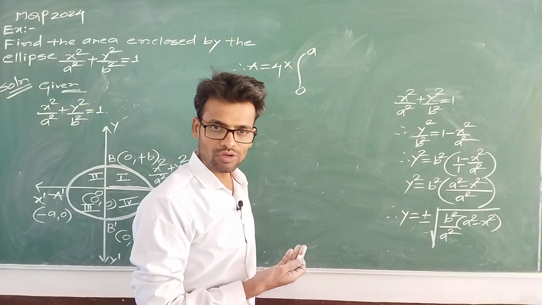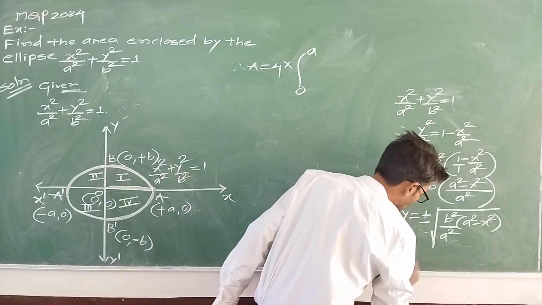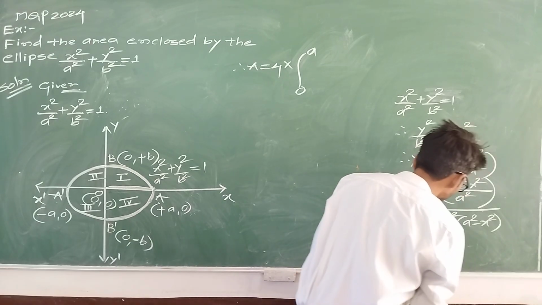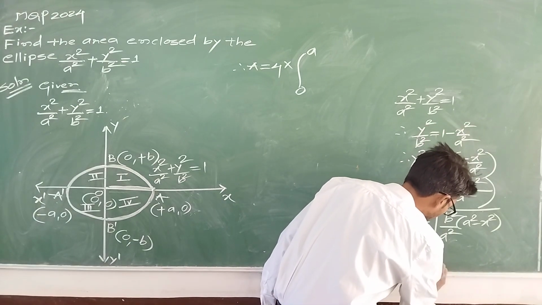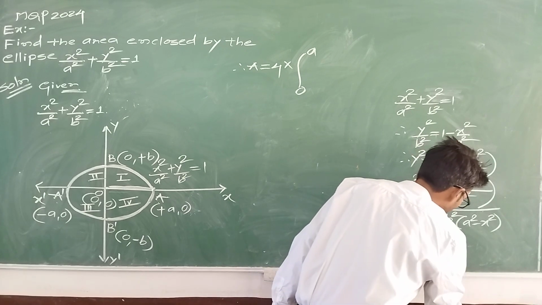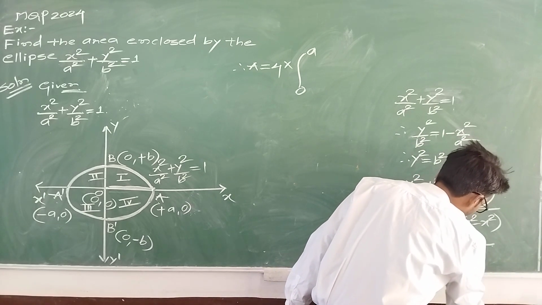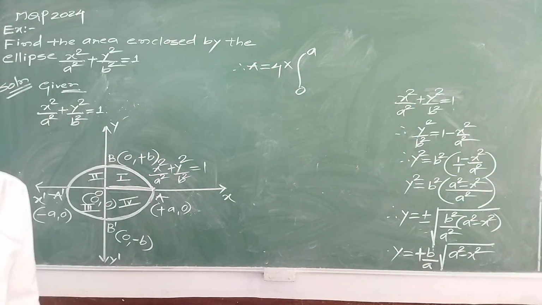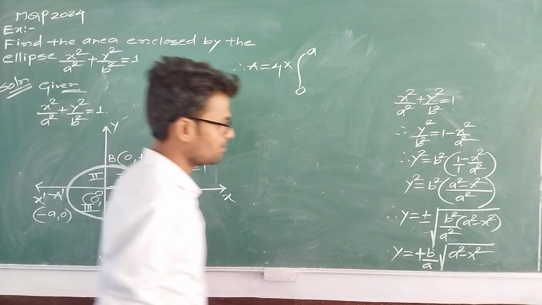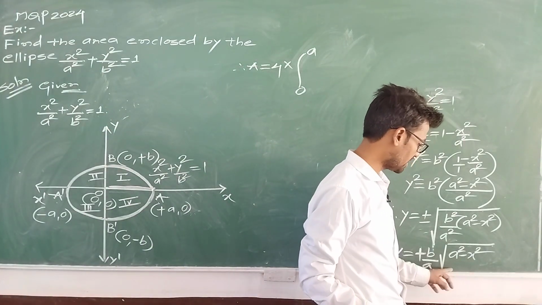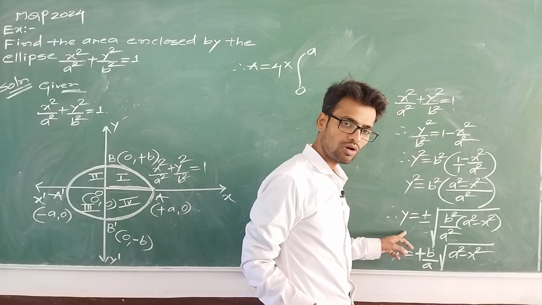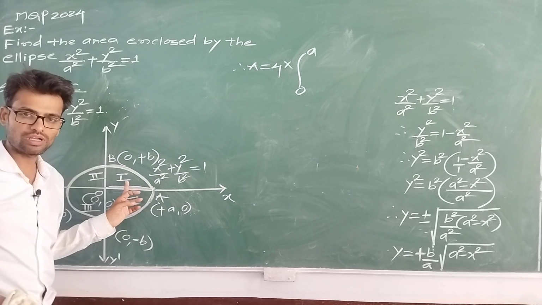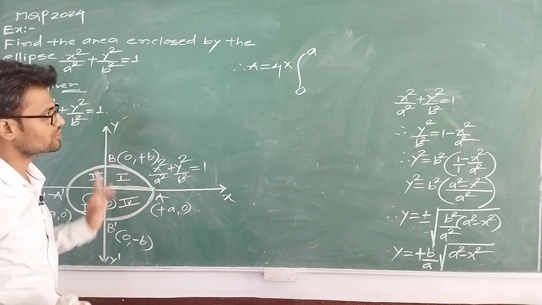Now b square by a square we take outside the root, therefore y equal to plus b by a inside the square root a square minus x square. So b square by a square I took outside the root and it becomes b by a, inside the square root a square minus x square. And the value of y is plus, because this region lies in the first quadrant. In the first quadrant both the values of x and y are positive.